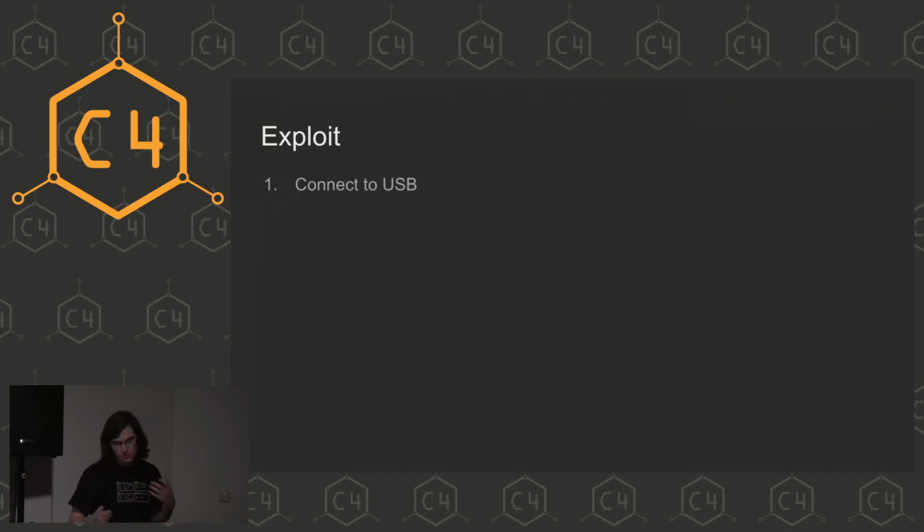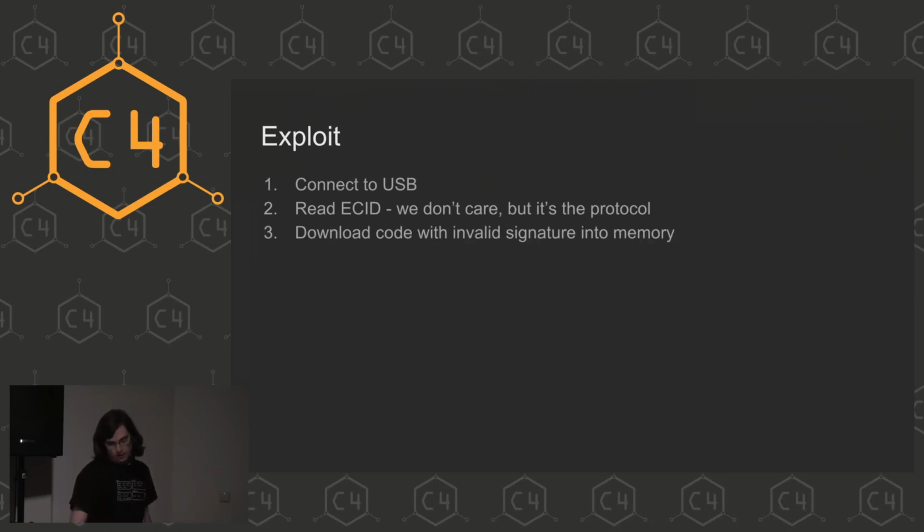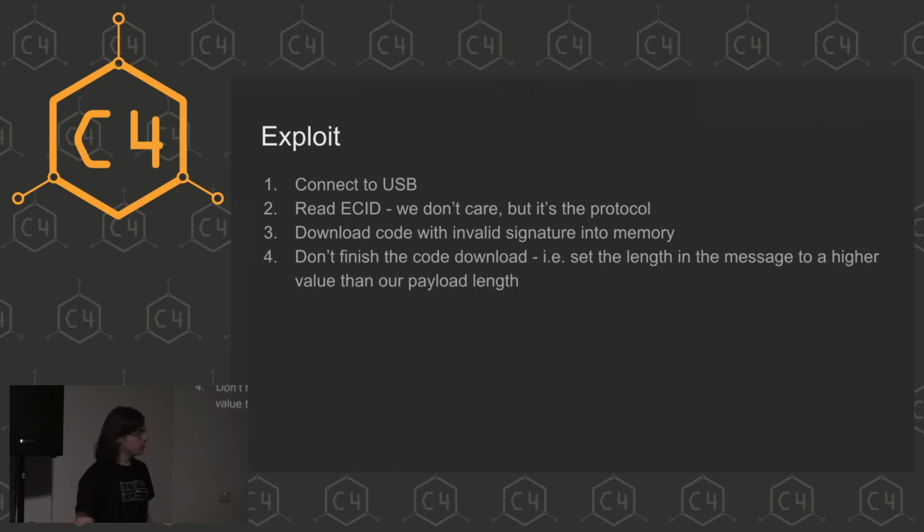So what do we need to do to exploit the thing? We connect to USB. We have to read that ECE ID because that's the protocol. We then download code with that invalid signature into the memory with the right header and then the payload. We never finish the download. That means we actually set the length to a higher value than what we actually sent.